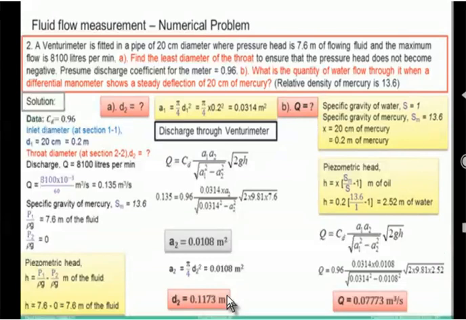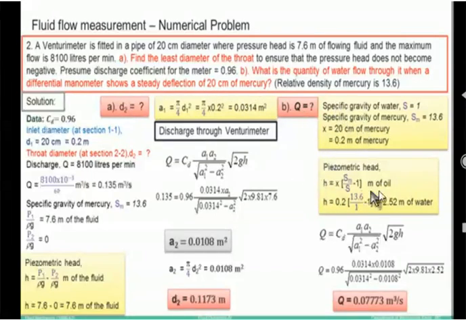Okay, next one is what we have to find out, this Q. What is the quantity of water when the differential manometer shows a steady deflection? So if this deflection shows 20 centimeter of mercury, then what is the discharge he has asked. So here the specific gravity of water he has given, S is equal to 1. We have to take the specific gravity of mercury, Sm is equal to 13.6. Then x he has given, that is 20 centimeter of mercury. Then what is the Q here?